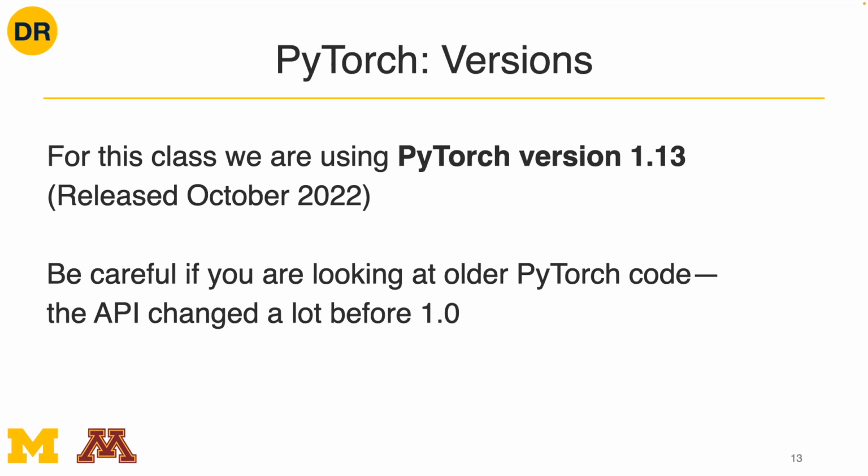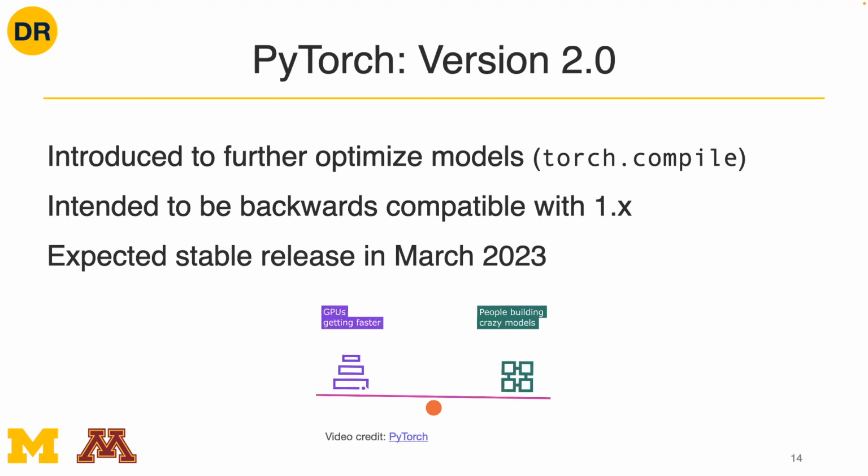While we're talking about versions, just a quick note on the fact that PyTorch version 2.0 is going to be released soon. Apparently, this has much more optimization with a feature called torch.compile. And one other aspect of this is they wanted to make it backward compatible.